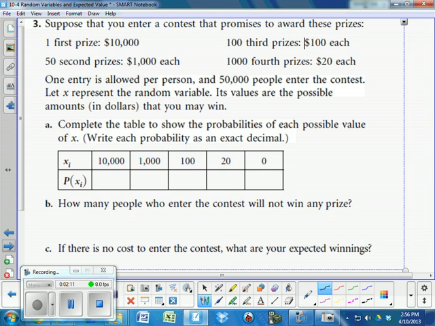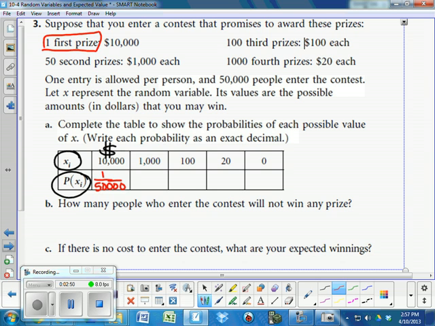Or maybe we're just going to give them away to people. All right? So let's see what happens. Down here, they have the x, p of x. Let that little i represent item or individual outcome. Each individual thing. So you could get $10,000, true? You could. What's the probability of that happening? 1 out of how many people are playing? 50,000. So we're going to put the probability of each in this row.